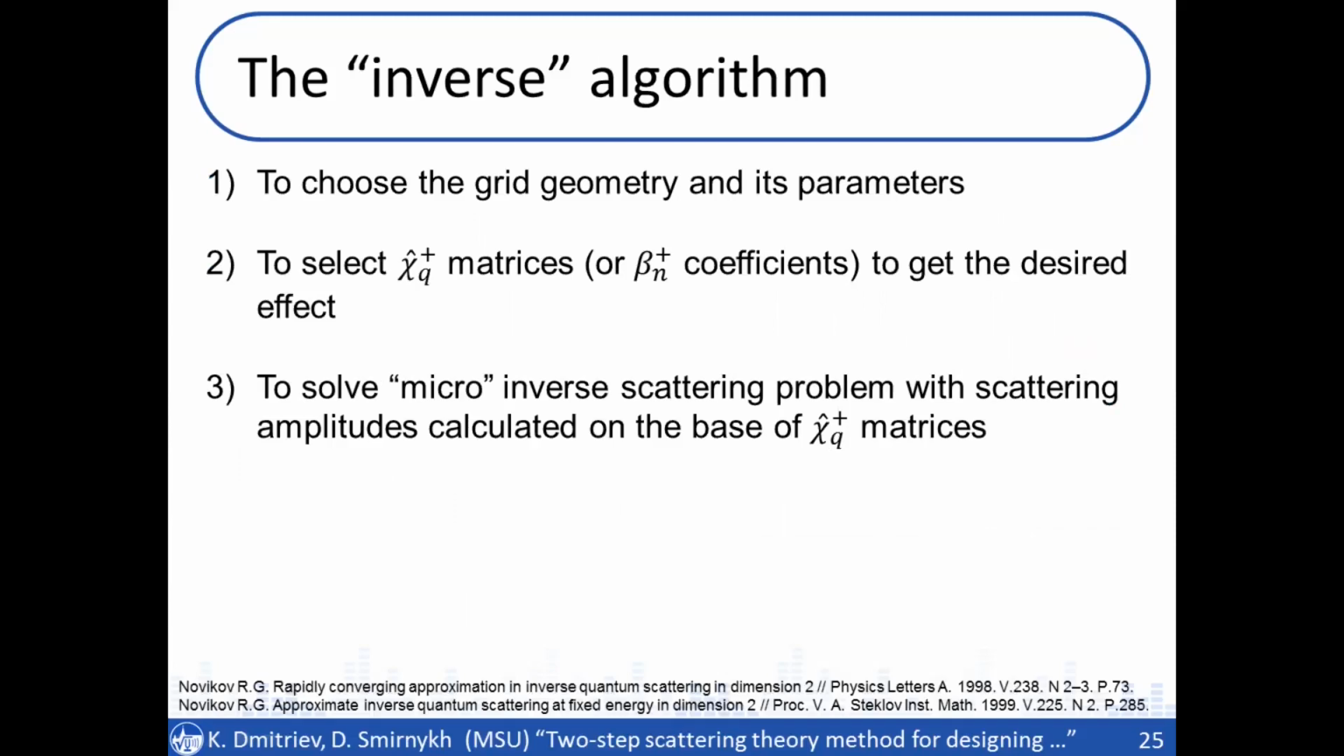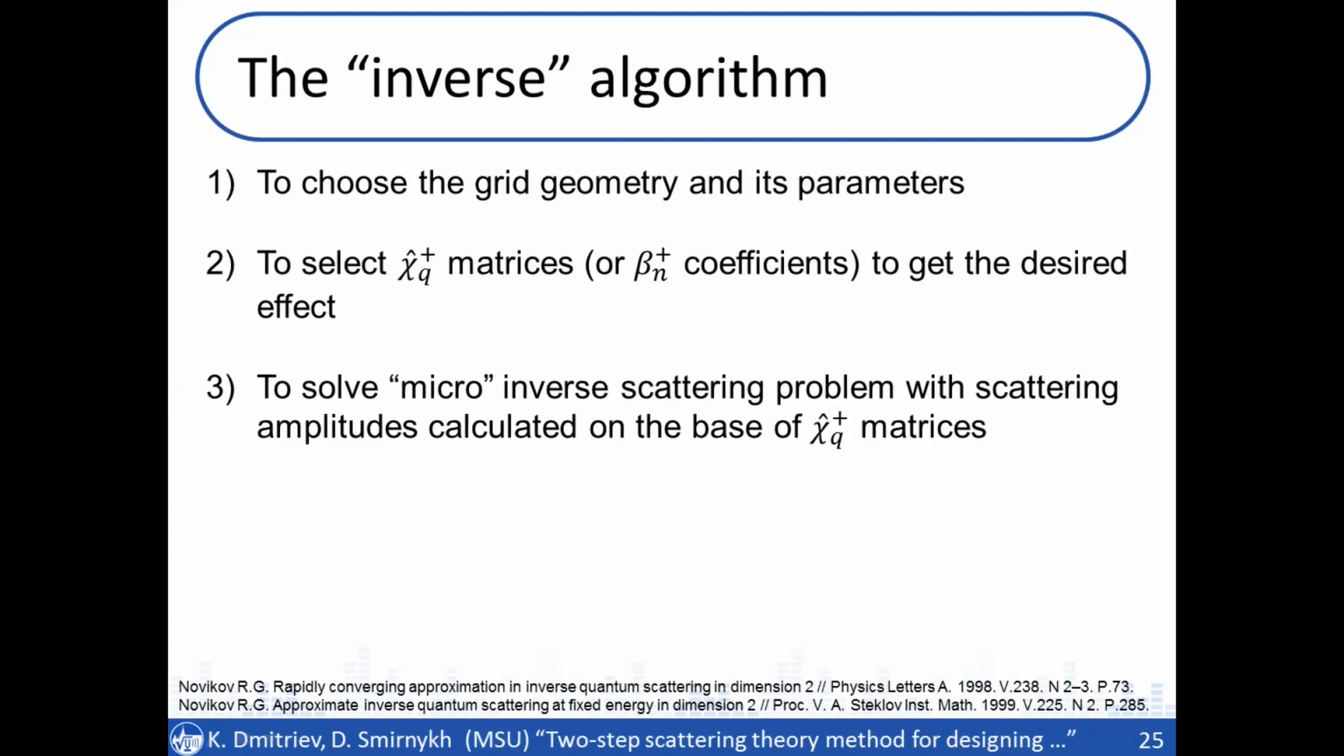First, we choose the grid geometry and parameters. Second, we select scattering matrices and try to get the effect. The direct algorithm is very helpful here since it is fast. Also, it is important that scattering coefficients have a limited set of values, so we don't need to test an infinite number of these values. The third step is to find the physical properties of the metamaterial element to have the found scattering matrix. This is the most complicated step.